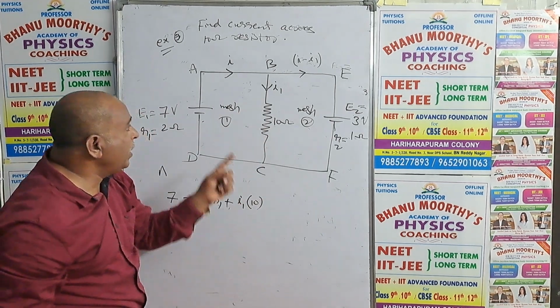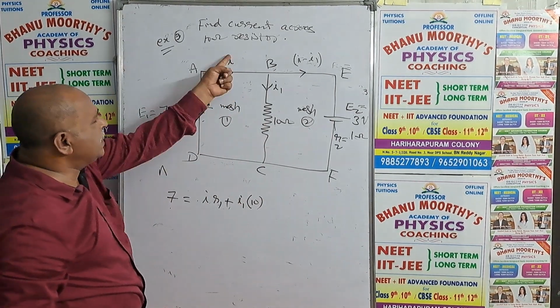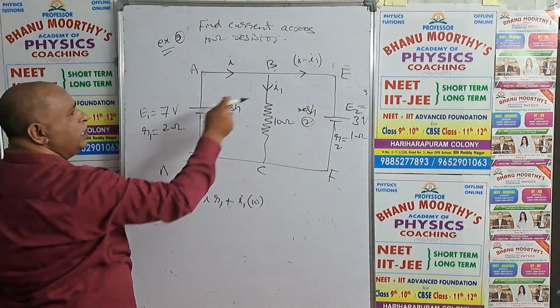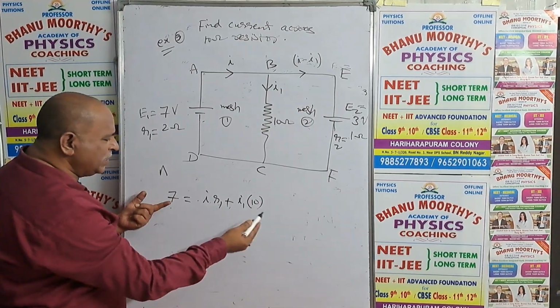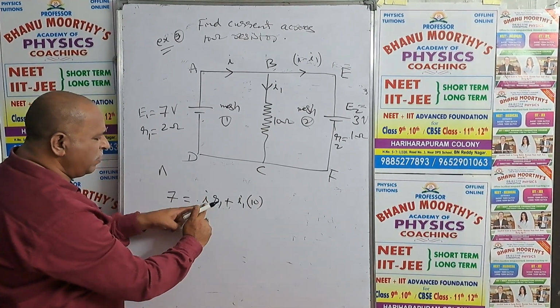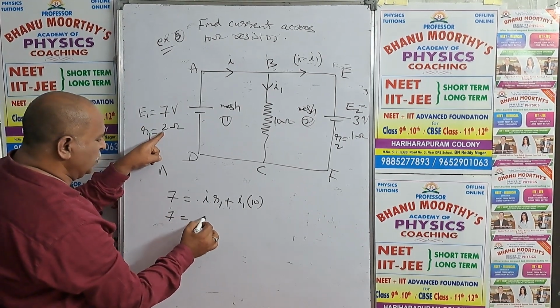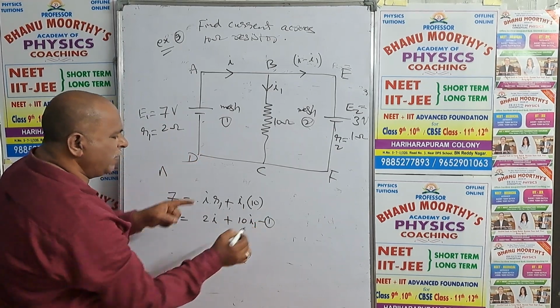Okay, two resistances are there, one current is there. I into R1 plus I1 into 10: product of these two plus product of these two. So then what happens now? 10 I1, I1 into 7 equals I into 2. So 2I plus this is 10 I1. This is equation number 1.